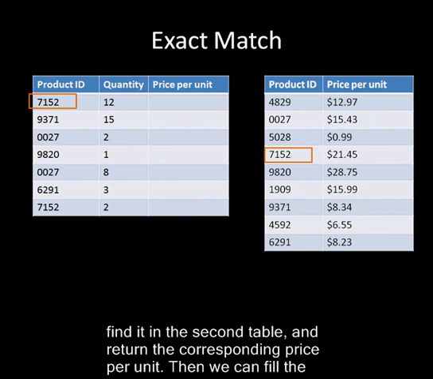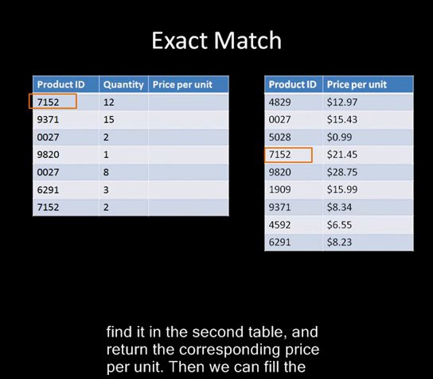Let's look at the syntax of a VLOOKUP function using the product ID and price per unit example we looked at earlier. The function starts with equals VLOOKUP and open parentheses. The first argument is the lookup value. This is the value you are looking for in the other table. In this case, it's our product ID. The second argument is the table array. The table array is the second table where we are looking for the lookup value.